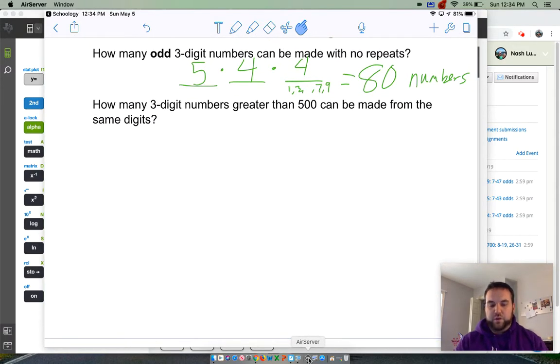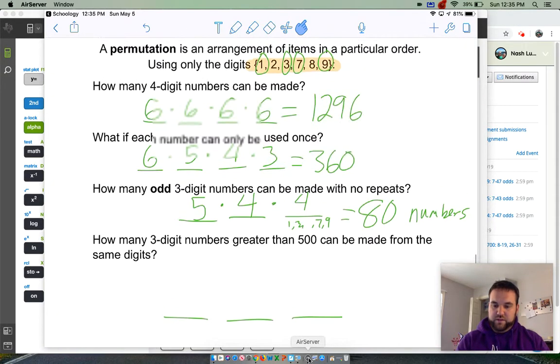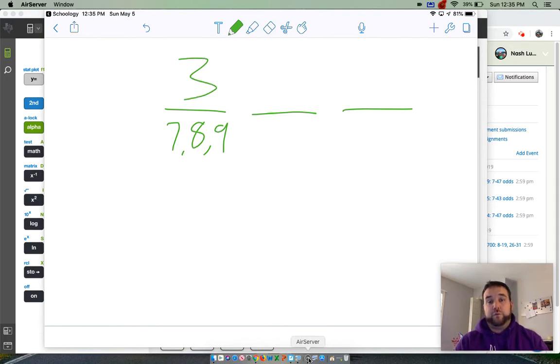Same sort of thing here. How many 3-digit numbers greater than 500 can be made? So a 3-digit number that's greater than 500. Notice it doesn't say anything about no repeats. As long as the front number is 5 or higher, then it's fair game. Everything's a possibility. It has to be greater than 500, which means of the numbers that I have, the first digit has to be 7, 8, or 9. So I have 3 possibilities for that first digit.